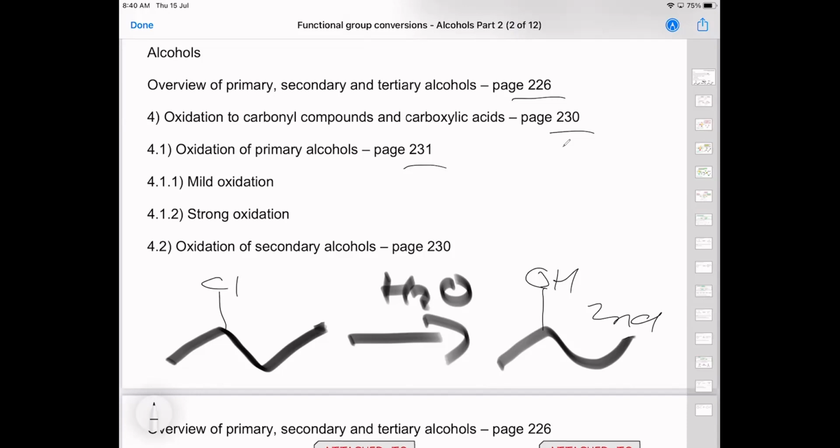And then you'll see later when we do aldehydes and ketones, we can reduce them and we can take them back into alcohols. So we're going to do the forward today, and then in a few days' time, we'll do the backwards.